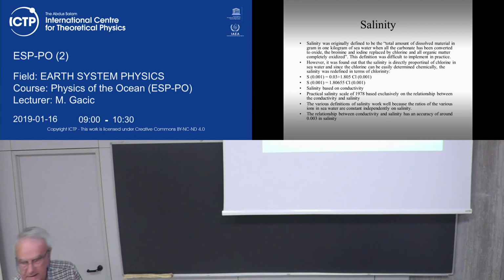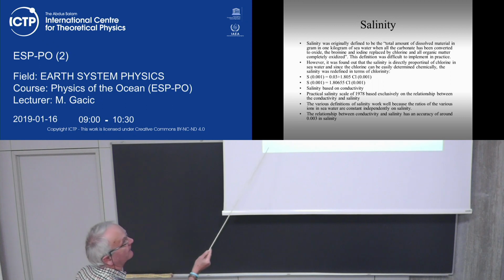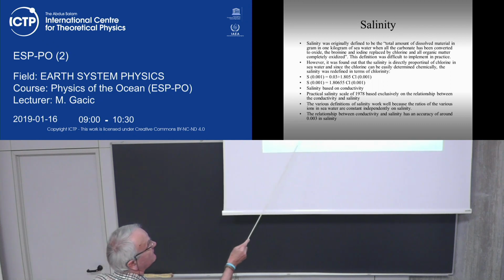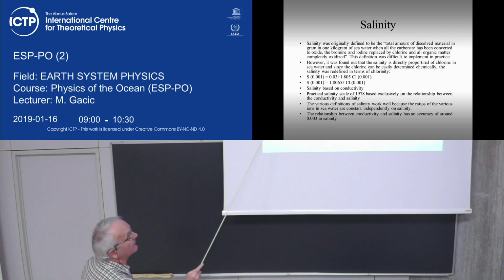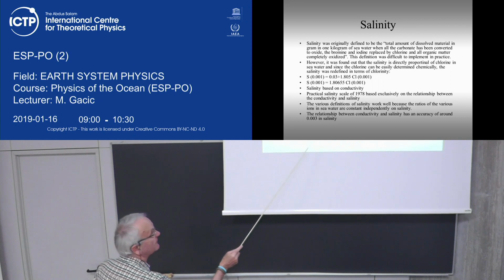And salinity is obviously then based on conductivity, because the conductivity depends on the presence of ions in the seawater. Therefore, the next step in determining the salinity, after having used this chemical method, which was very long and complicated, was to use the conductivity definition of salinity, which was defined in 1978, based exclusively on the relationship between the conductivity and salinity.